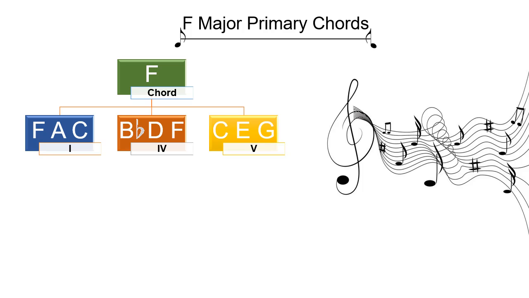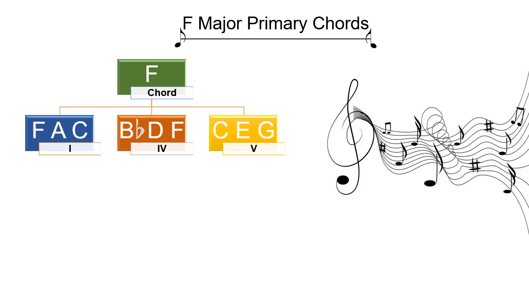Then the 5th one will be built on C. That will give us C, E and G. You will observe that this 5th chord for F major is similar to the 1st degree or the 1st chord now on C major, because the 1st chord on C major is built on C, E and G, so they are similar.